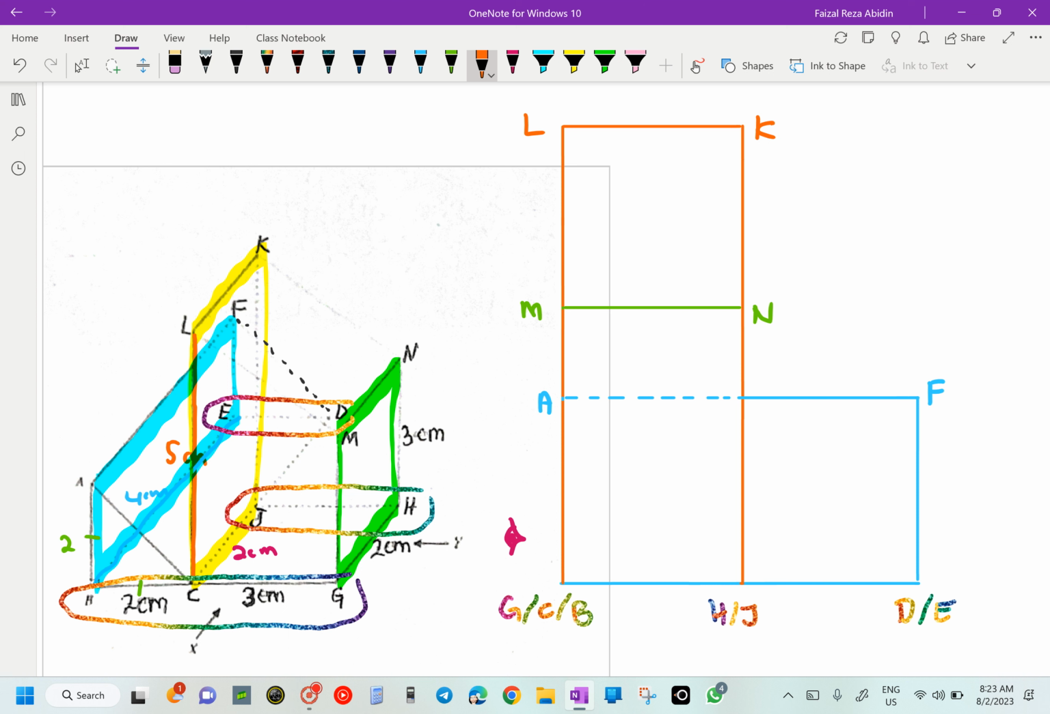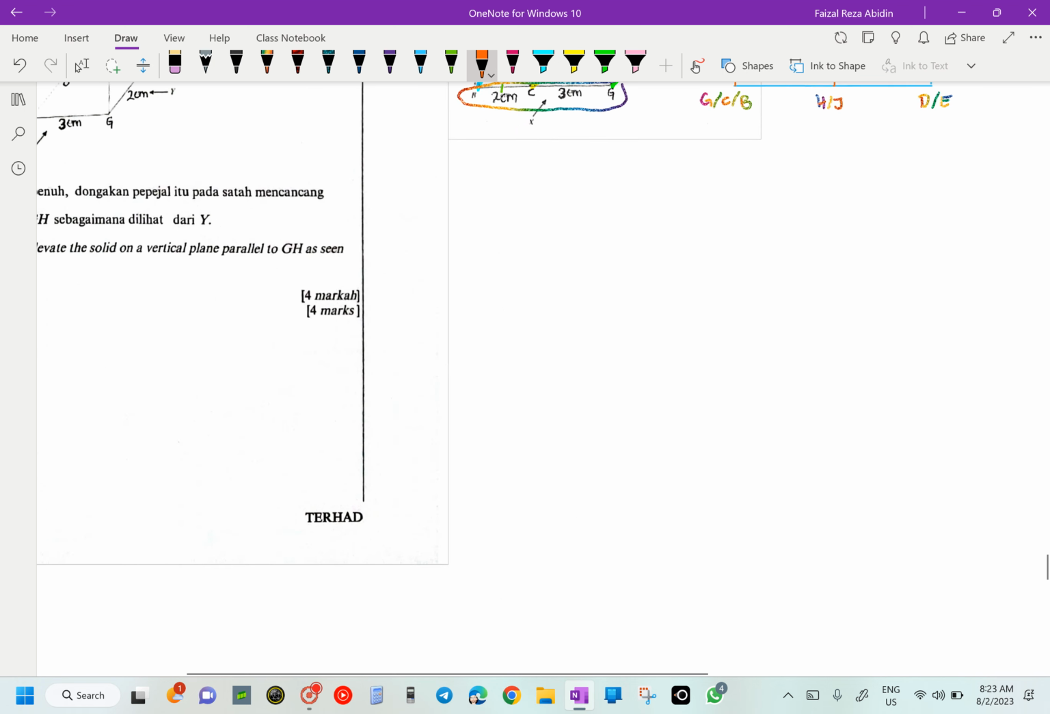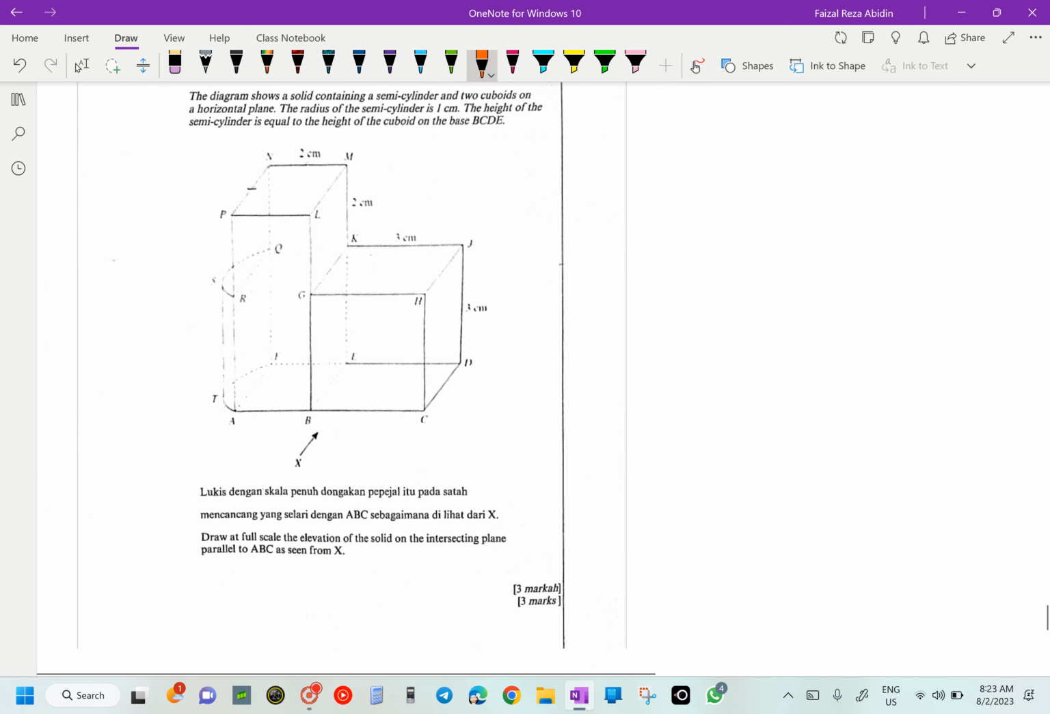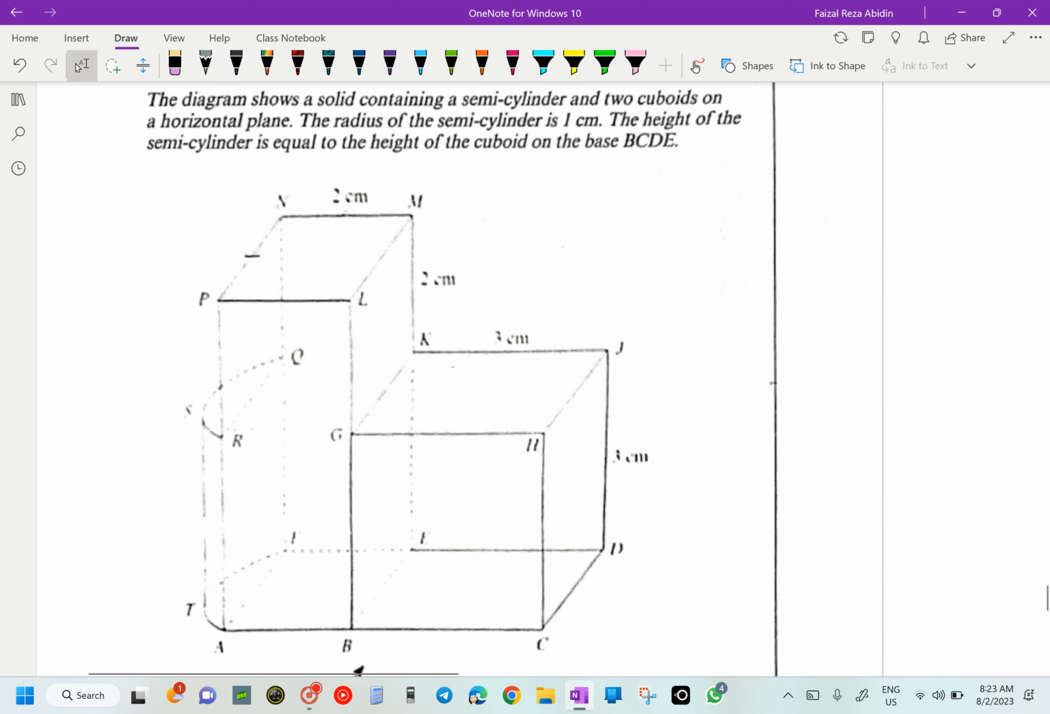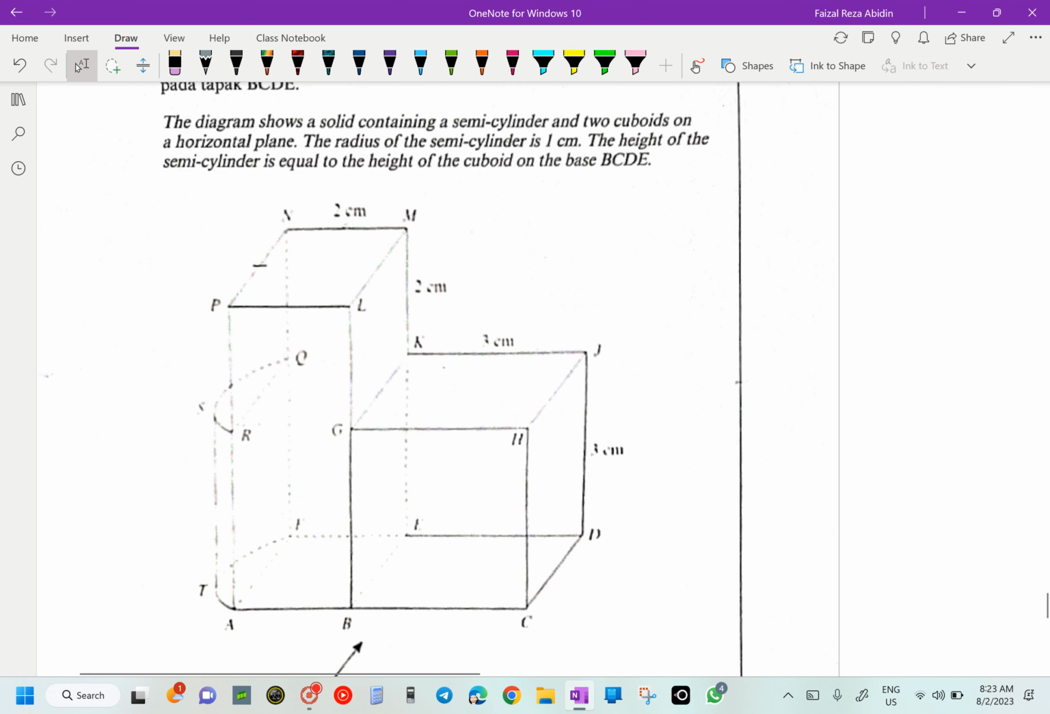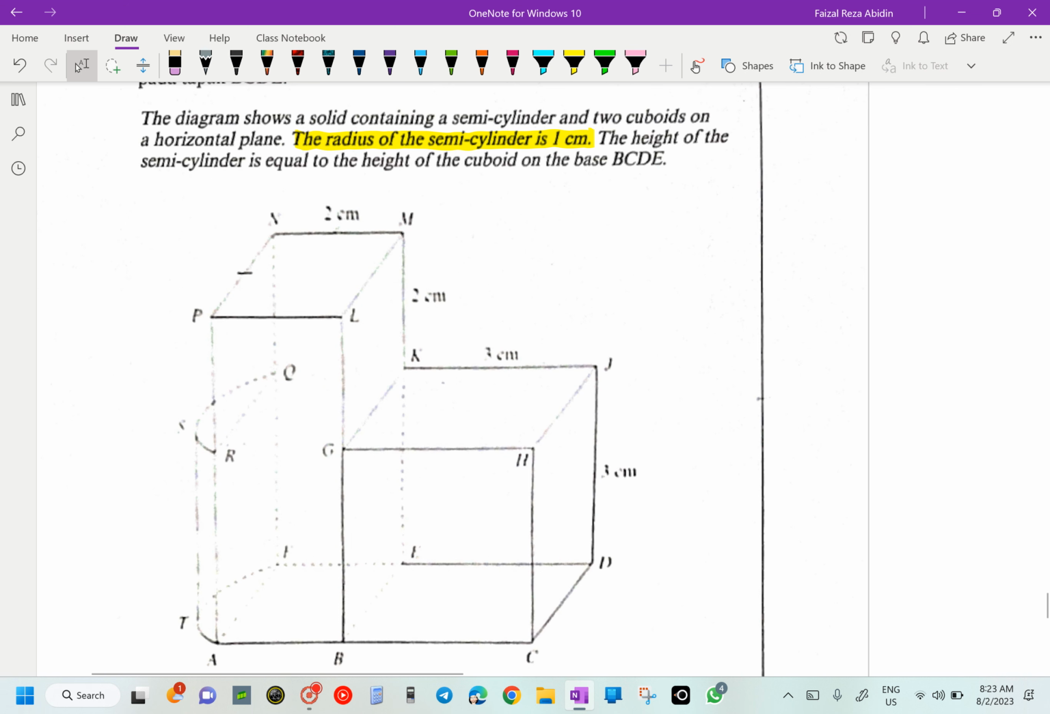Okay, we are going to look at our last question. Okay, this one. The diagram shows a solid containing semicircle and 2 cuboids on a horizontal plane. The radius, girls, is given. The radius of the semicylinder is 1 cm. So, apa yang awak dapat dekat sini? QR here.